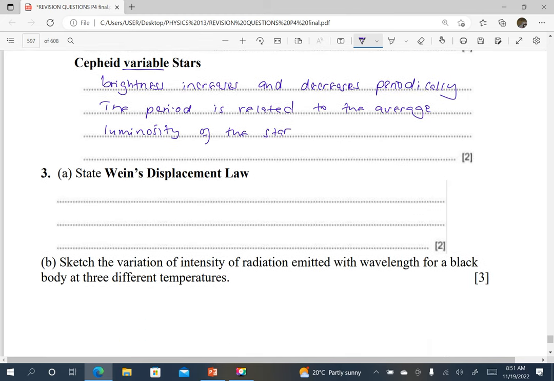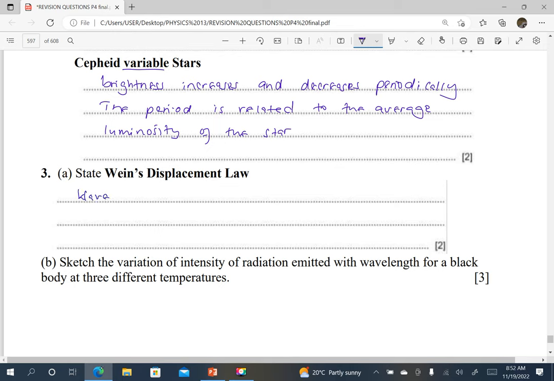State Wien's displacement law. So this would be a common equation. Wien was interested in establishing the relationship between the surface temperature and the wavelength at which maximum intensity of black body radiation occurs. His observation shows that the wavelength at which maximum intensity of radiation from a black body occurs is inversely proportional to its absolute temperature or thermodynamic temperature.